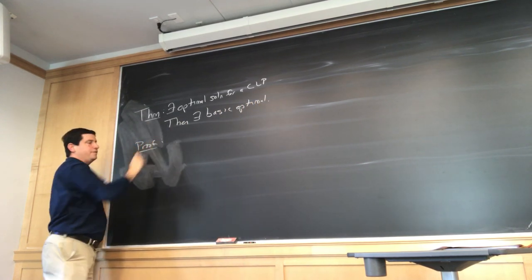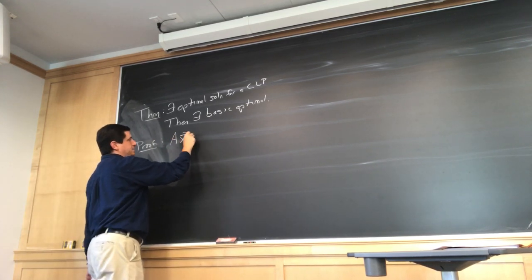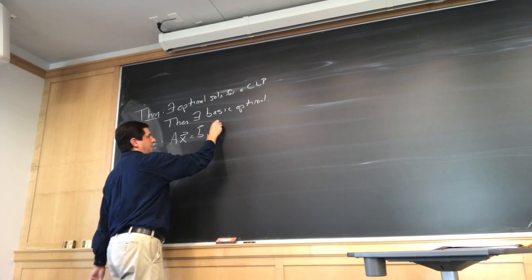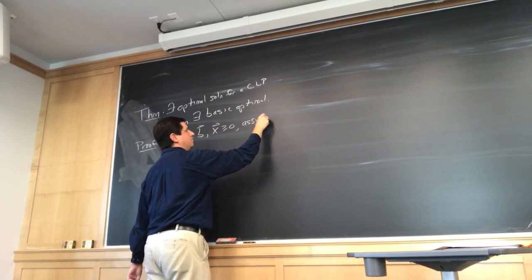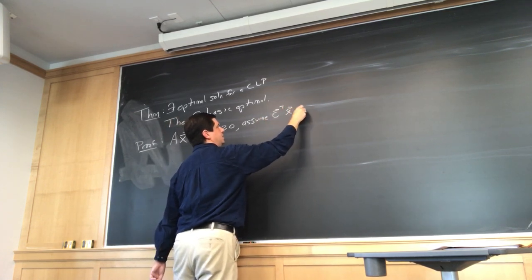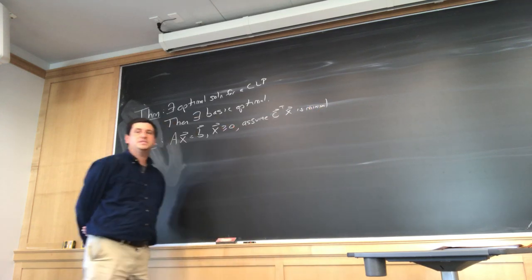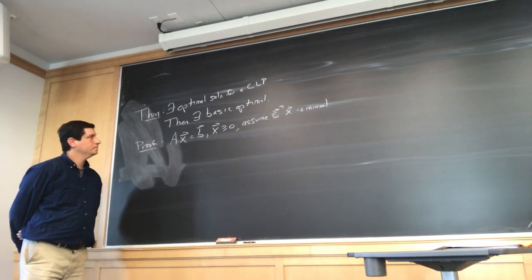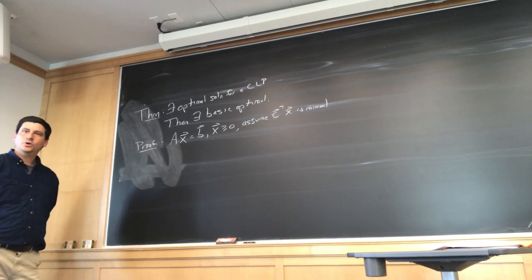So the proof should be very similar as before. We'll assume Ax = b, x is greater than or equal to 0, and we'll assume c transpose x is minimal. That's what it means to have an optimal solution. Now, we can assume additional things about x. What might you want to assume about x?